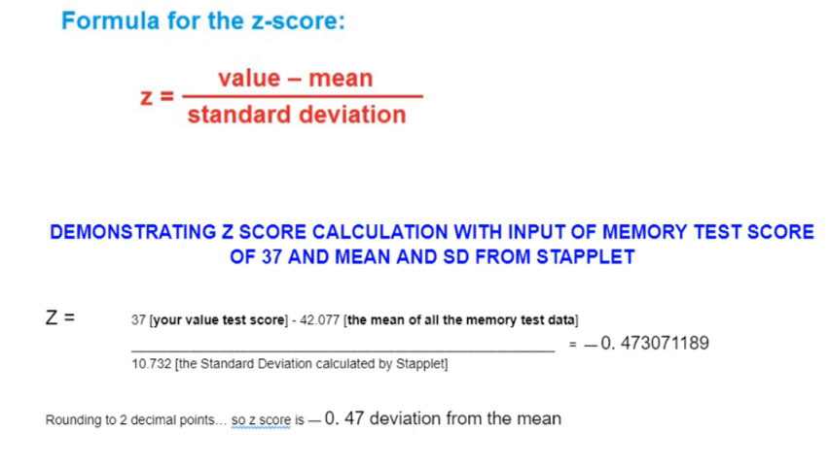V equals your test value of 37, and the mean in the summary statistics box is 42.077, and the standard deviation equals 10.732. 37 minus 42.077, all divided by 10.732, equals a z-score of negative 0.473071189, which we generally round to 2 or 3 values, so the z-score here is negative 0.47 deviations from the mean.